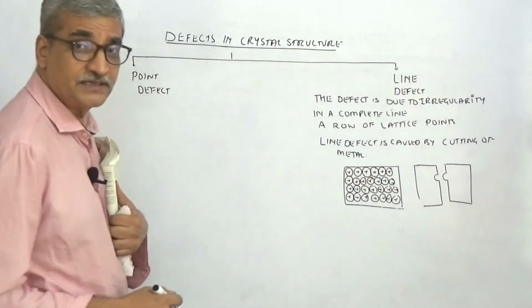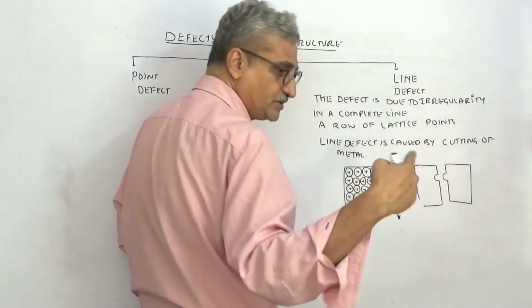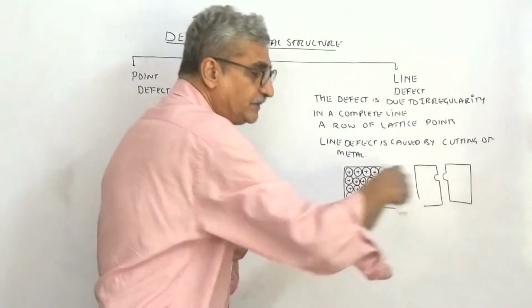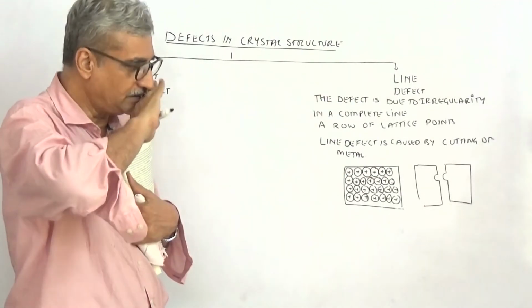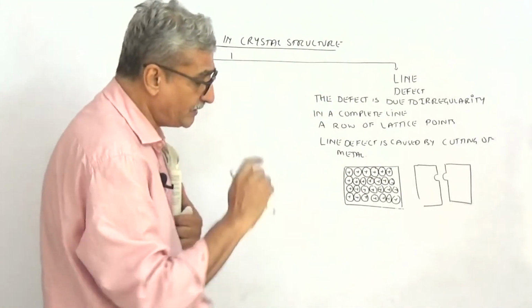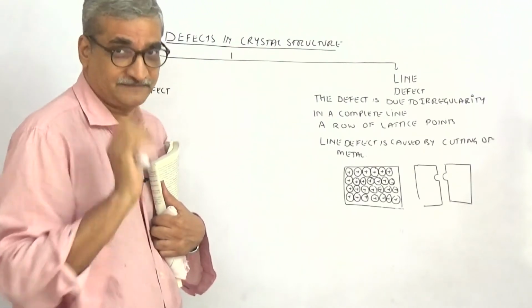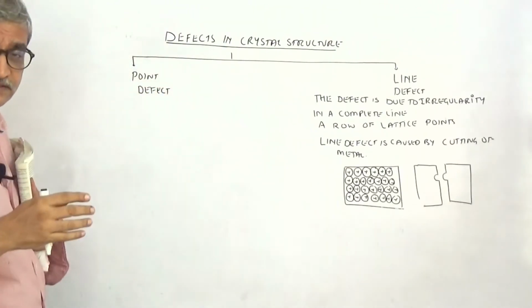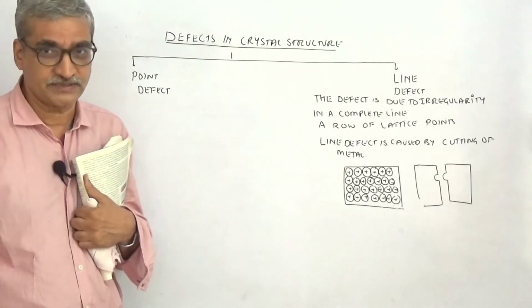So can you see now what is happening? When you cut, this whole row through and through went missing, because it went into the other part of the metal. So this is what I'm trying to tell you. So line defect is caused only when you cut a metal, whereas in case of point defects, these are formed during the crystallization process.